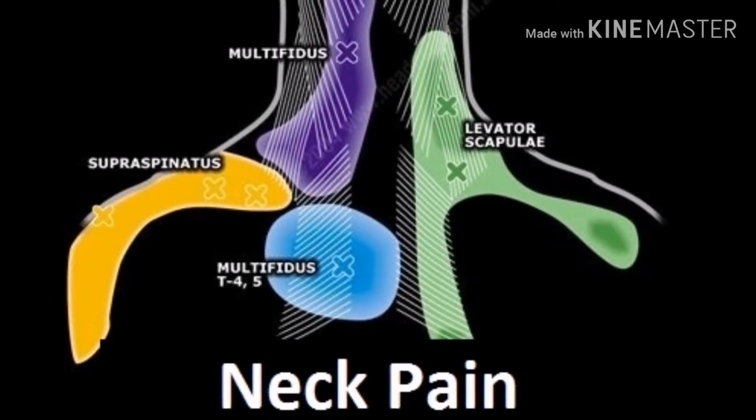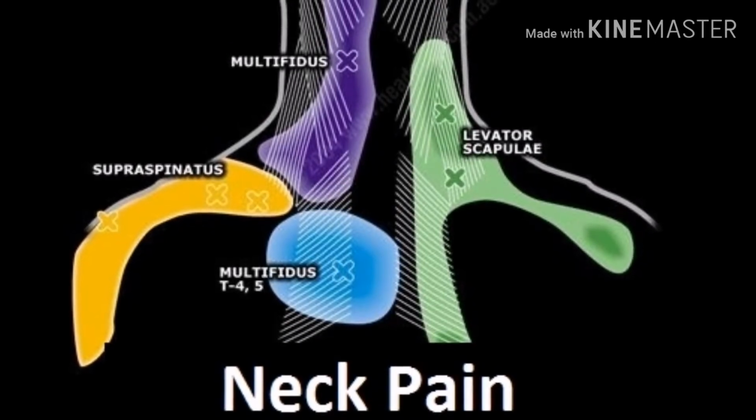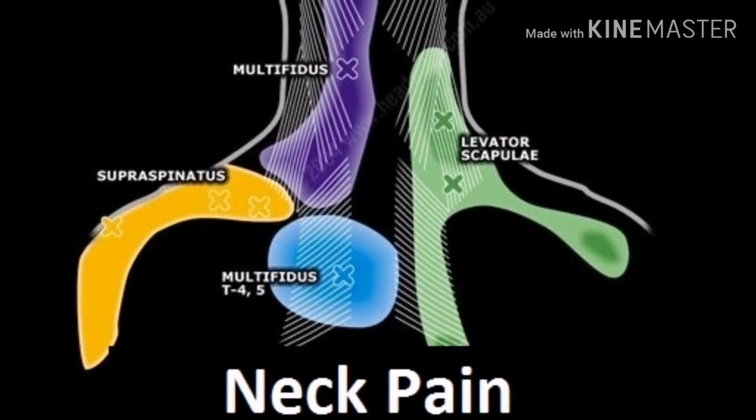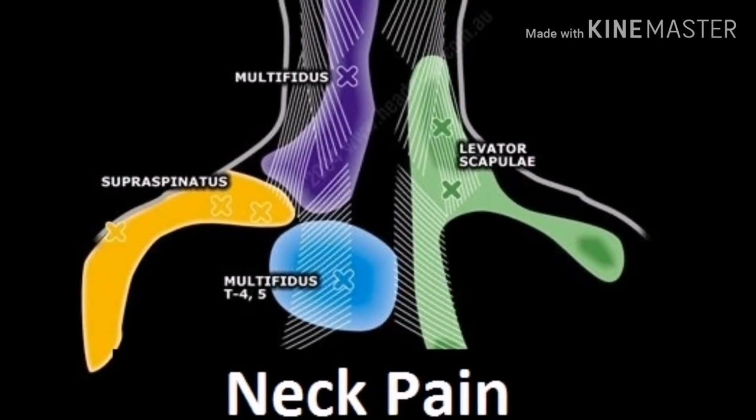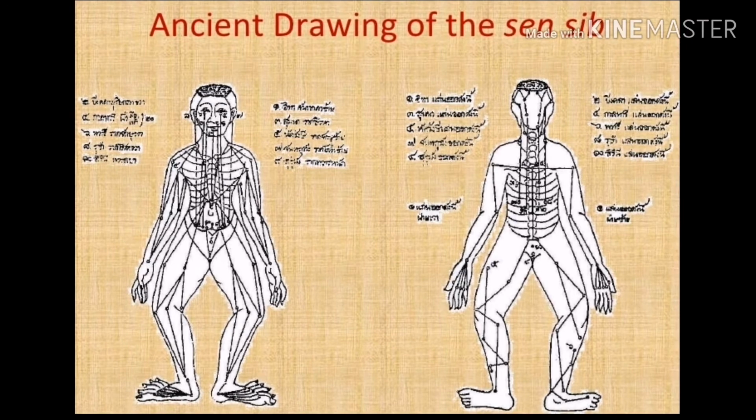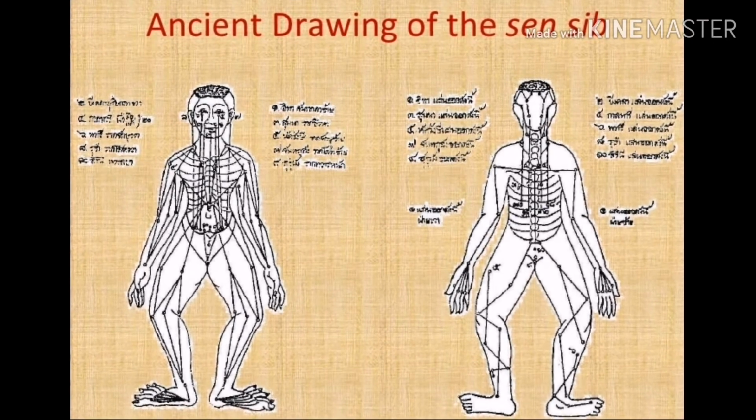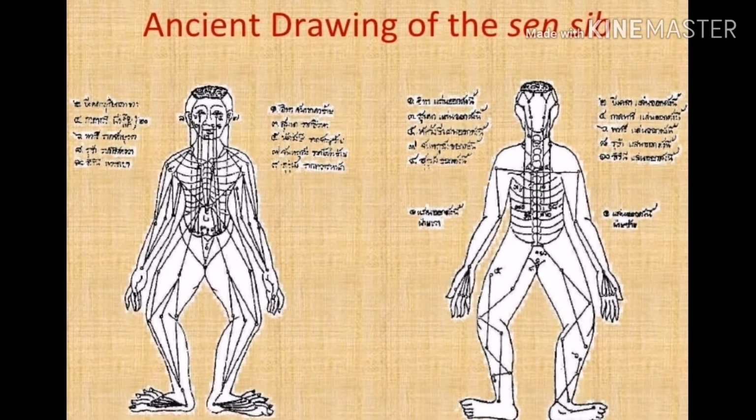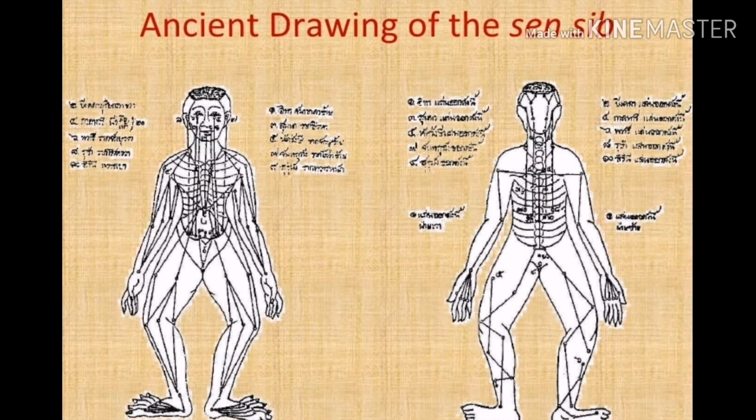So to work on it, since we have worked on the levator scapula, we can move a little bit down and work on the multifidus muscles, and really ease all these muscles. There are specific trigger points that will be discussed in the later part of our audio series.